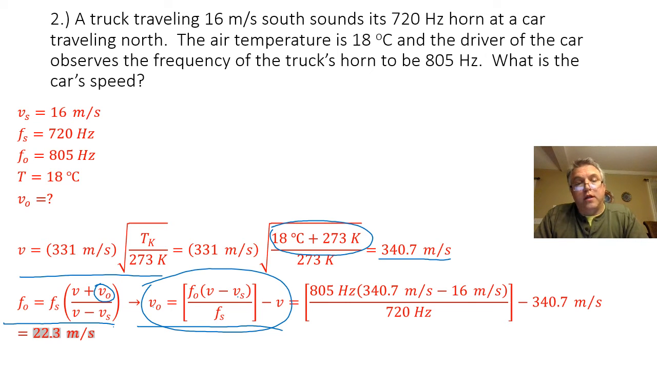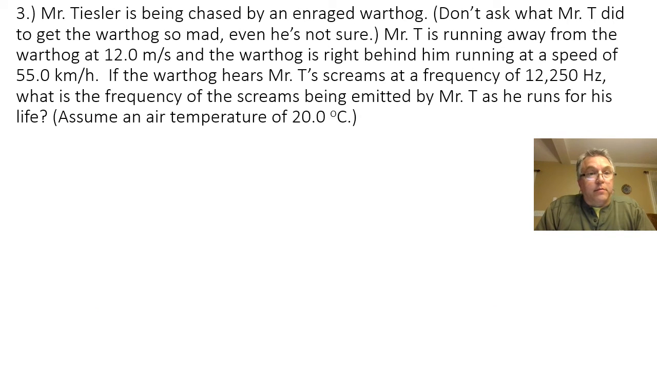When I plug all of my known values into that equation, I am going to get a velocity for the observer of 22.3 meters per second.